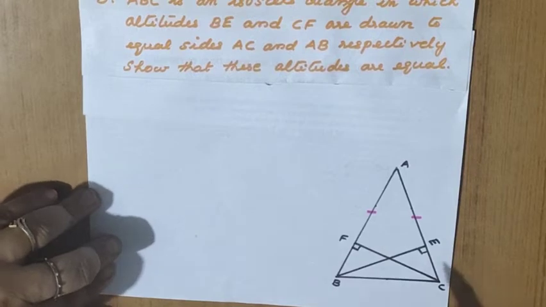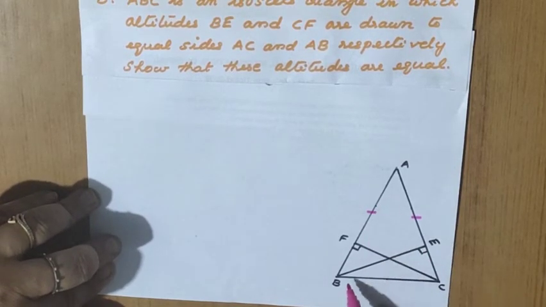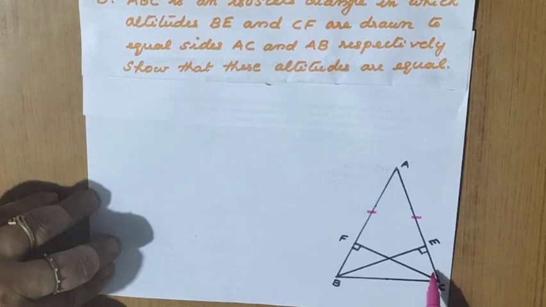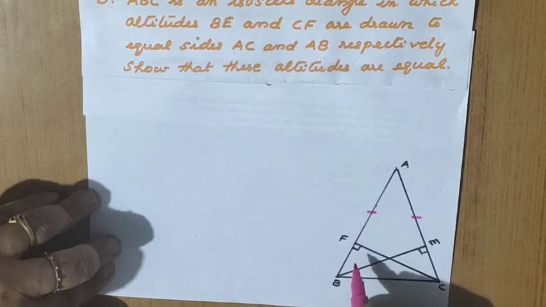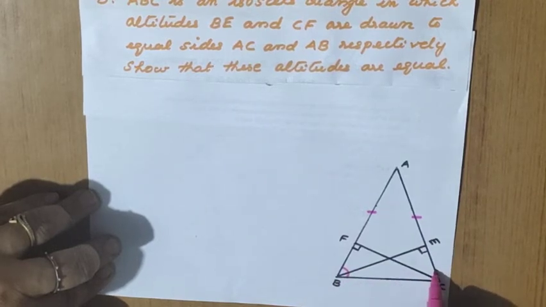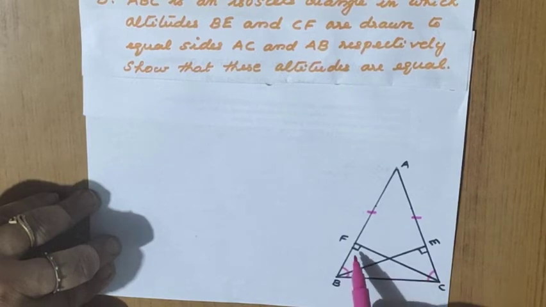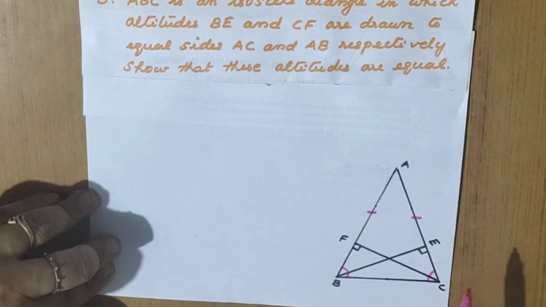So here what we have get means AB equal to AC is given. You can go for angle B also, and angle B and angle C are also equal, right? So AB equal to AC, I can write angle B equal to angle C also, and moreover angle E equal to angle F, that is also 90 degrees given.